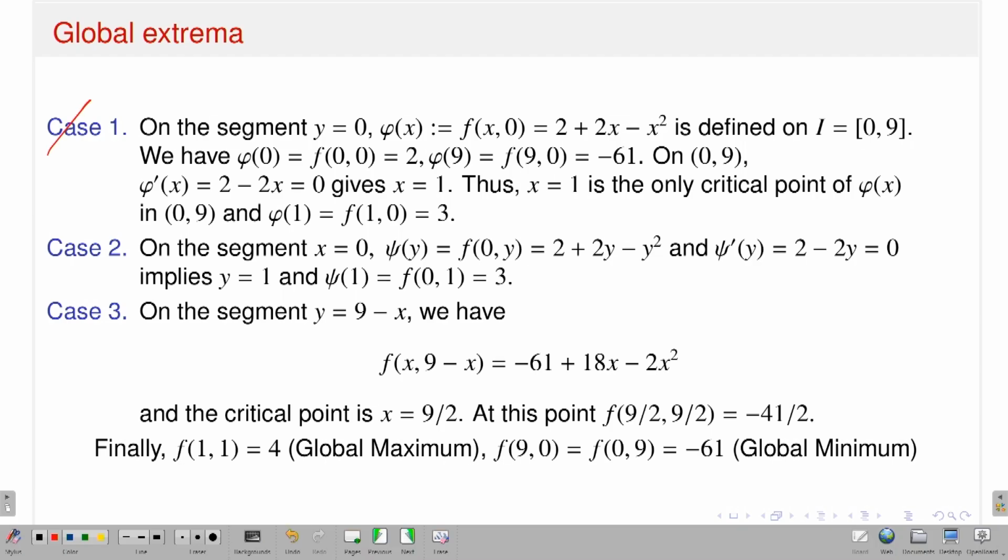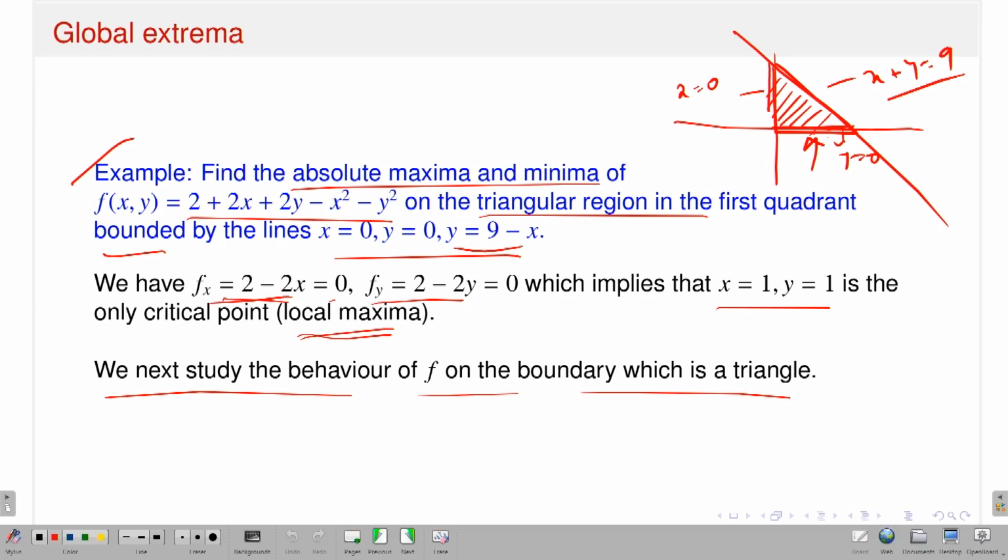Case 1: I am keeping y equal to 0, that means I am on the x axis, so I am on this line. On this line you have y equal to 0, so you put y equal to 0, think of it as a function of a single variable on the interval, and check whether any critical point exists for this single variable function.